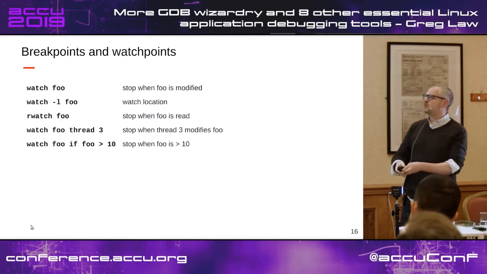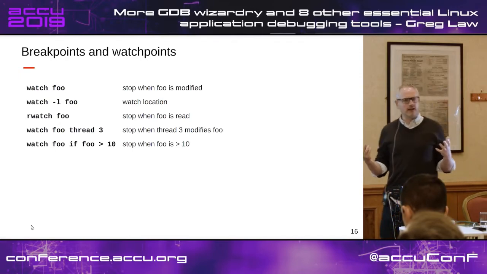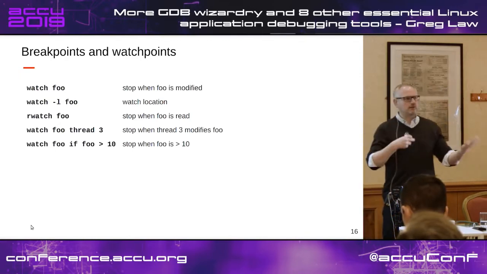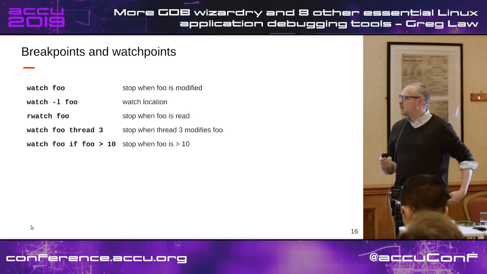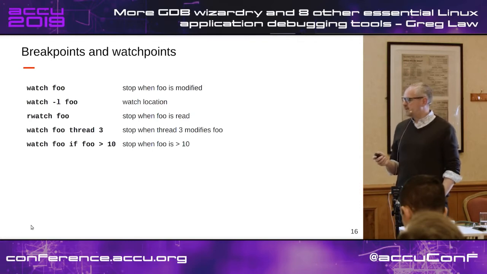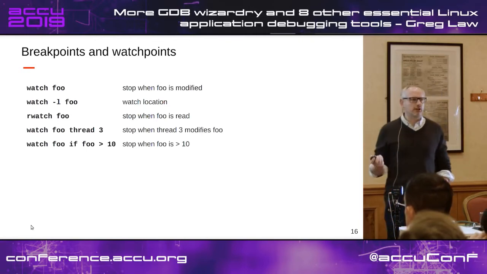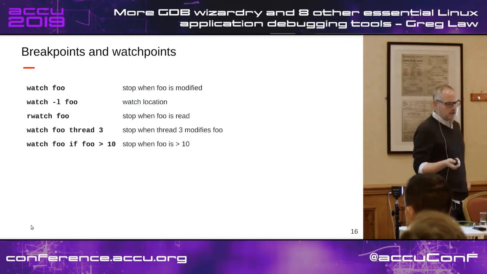Older versions of GDB didn't support watch -l. You could fake it quite easily by just taking the address of the thing that you're watching and casting, but watch -l is just a bit more convenient. If the CPU supports them, which x86 does, you can have read watchpoints. You can have watchpoints being specific to a thread. You can have watchpoints being conditional. But you can have the same for breakpoints as well. Breakpoints can be specific to a thread, and breakpoints can be conditional.